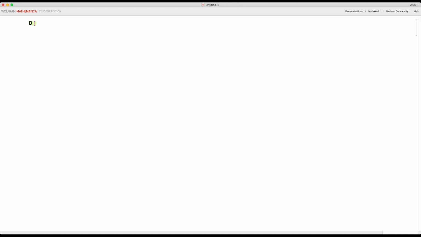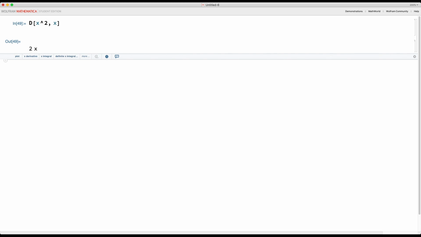Because like if I want to do, right, the derivative of x squared with respect to x, it's returning the function 2x, like analytically. It's doing everything the same way you would do on paper. That's why I like it better.